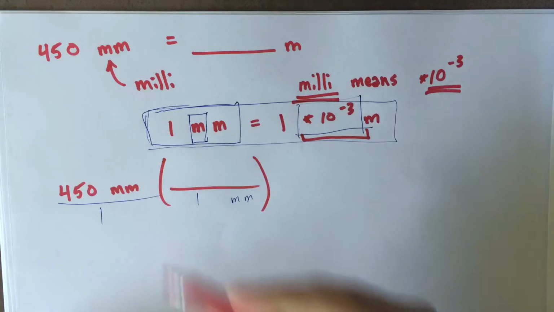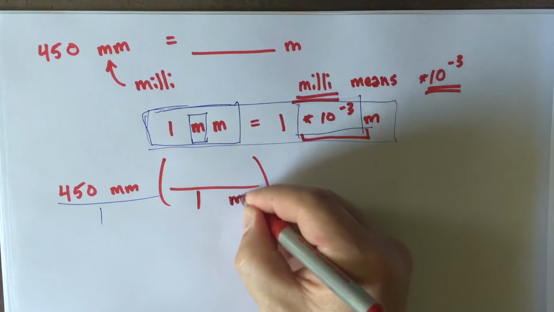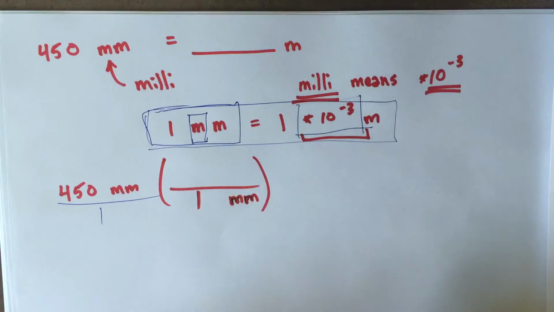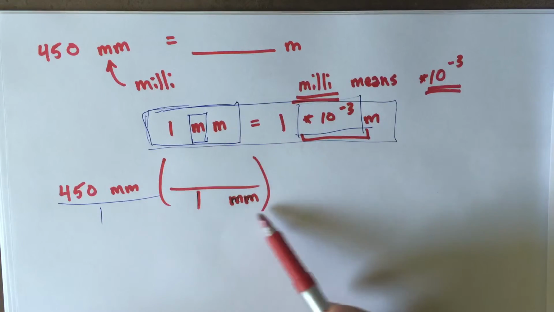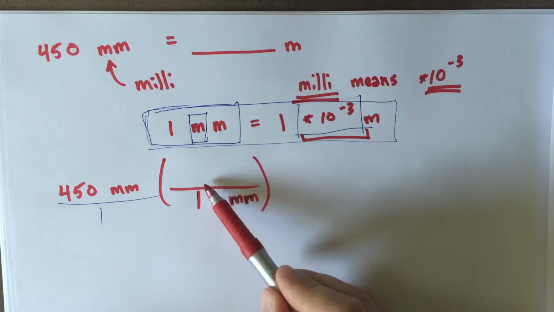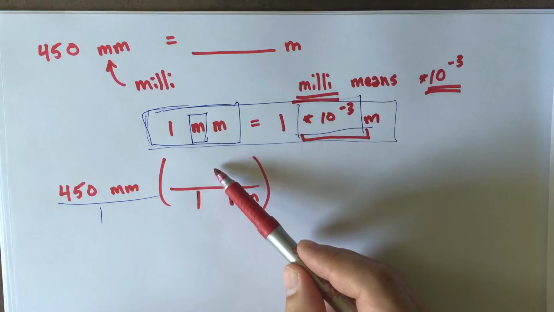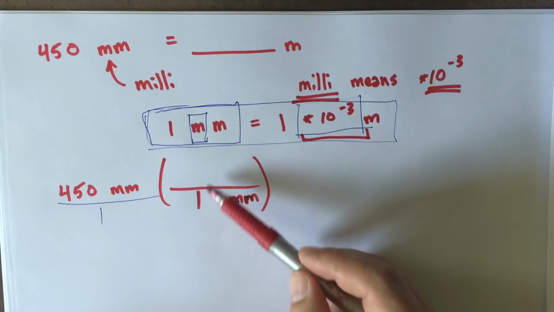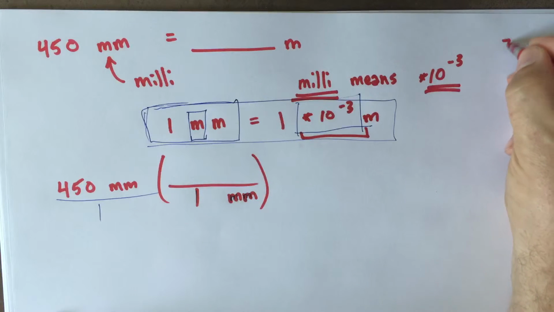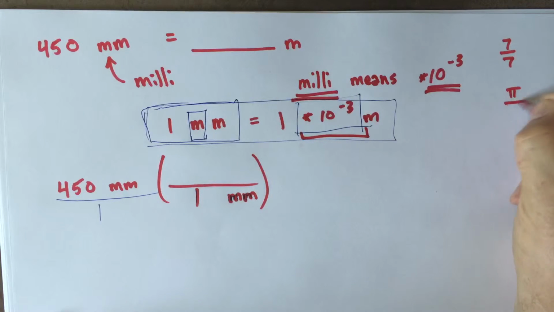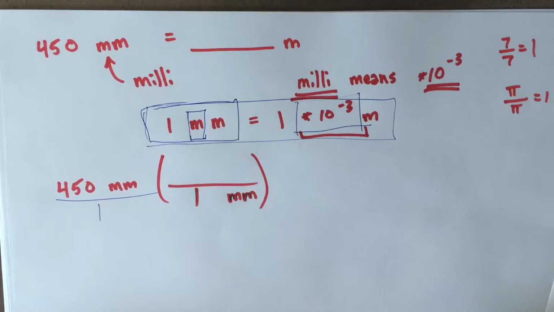I'll write it in bigger pen so you can see it even. 1 millimeter. And since this fraction that I'm going to multiply by is going to equal 1, I want to have the numerator equal to the denominator. That's how a fraction is equal to 1. Like, if I take 7 over 7 or pi over pi, these are all equal to 1. All right.